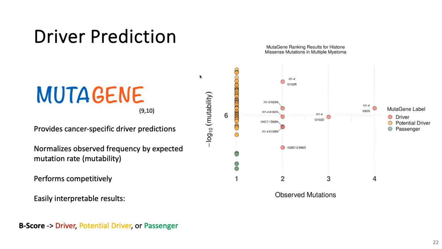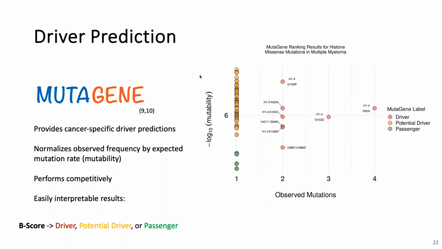And just to give an example of how this looks, these are our rankings for histone missense mutations inside of, I believe, multiple myeloma. And I've colored mutations by their MutaGene label: red being drivers, yellow potential drivers, and green passenger mutations. On the x-axis here, we have the total number of observed mutations, or the number of times that mutation was observed inside multiple myeloma. And on the y-axis, we have the inverse or negative log of the mutability, or the expected mutation rate for that mutation.